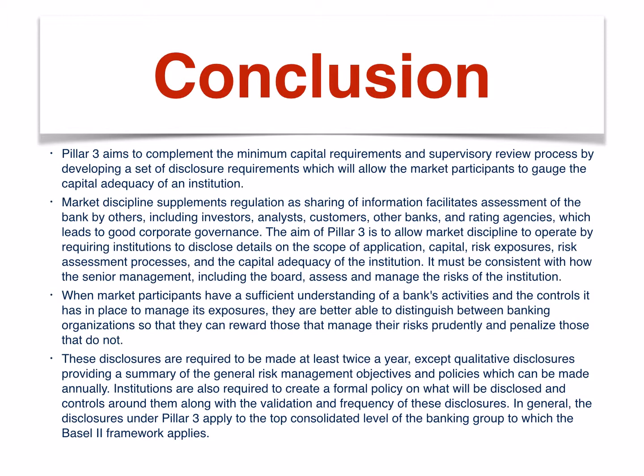These disclosures are required to be made at least twice a year, except qualitative disclosures providing a summary of the general risk management objectives and policies, which can be made annually. Institutions are also required to create a formal policy on what will be disclosed and controls around them, along with the validation and frequency of these disclosures. In general, the disclosures under Pillar 3 apply to the top consolidated level of the banking group to which the Basel II framework applies.